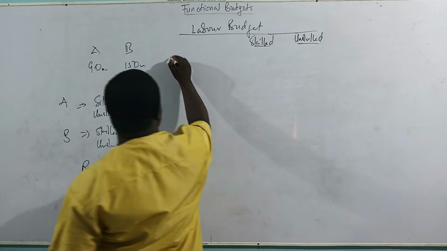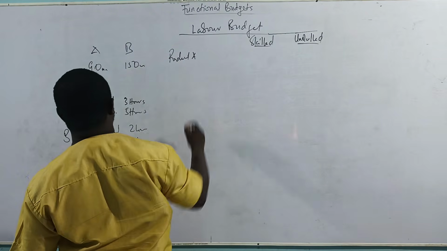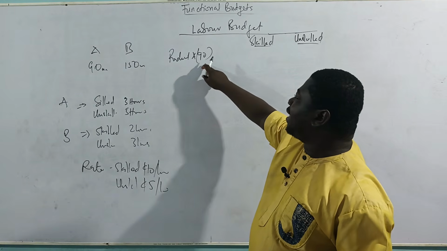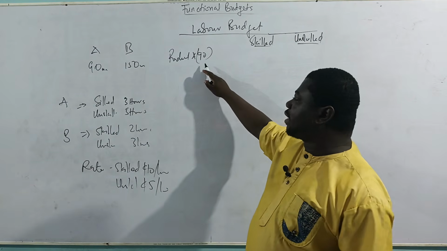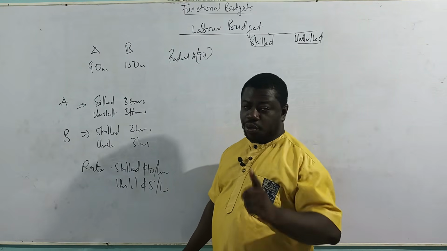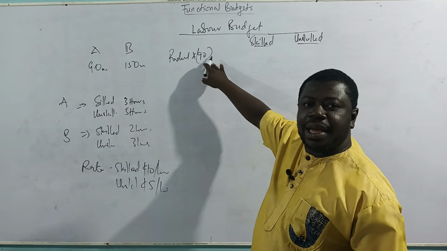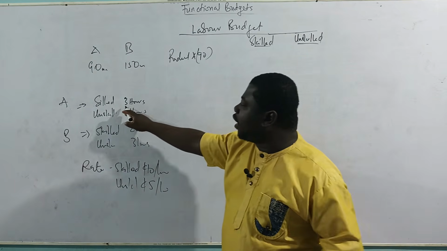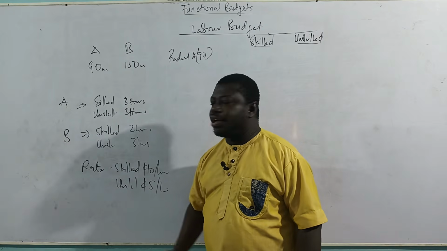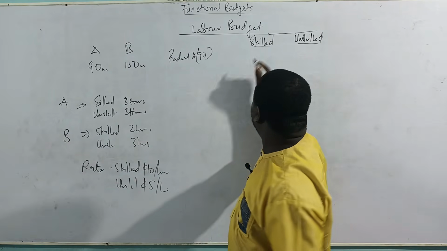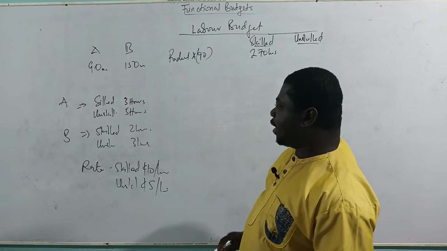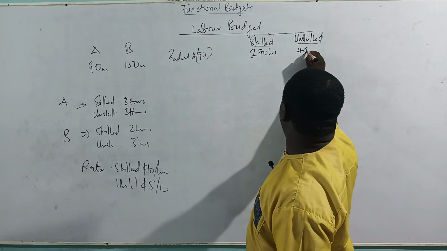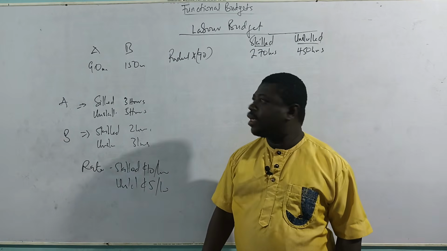So for skilled labor, product A, you have 90 units. So we are going to multiply 90 units by 3, because for product A, it is 3 hours per unit. That is what we are saying. So we realize that we need the production units budget in order to get the total hours. So if for each unit you need 3 skilled labor hours, then 90 by 3 gives us 270 hours for the skilled, and then 5 hours times the same 90 gives us 450 hours for the unskilled. That is for product A.